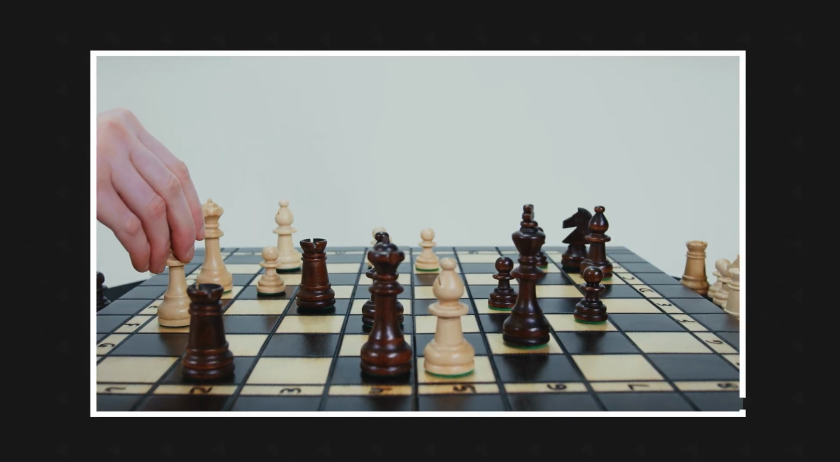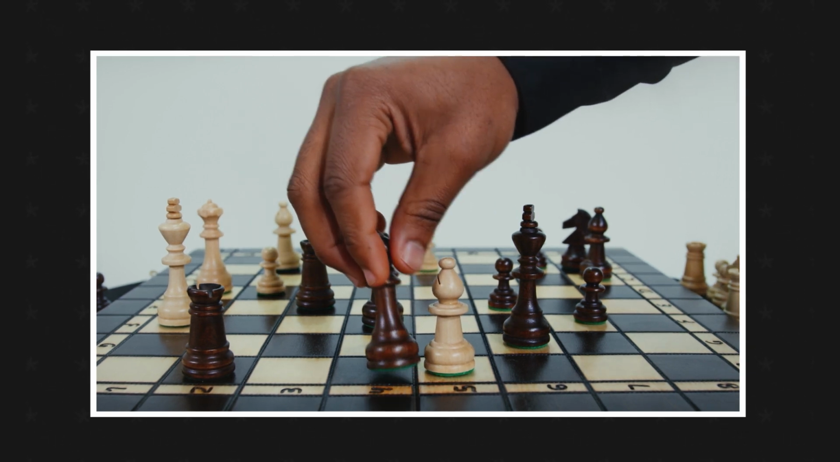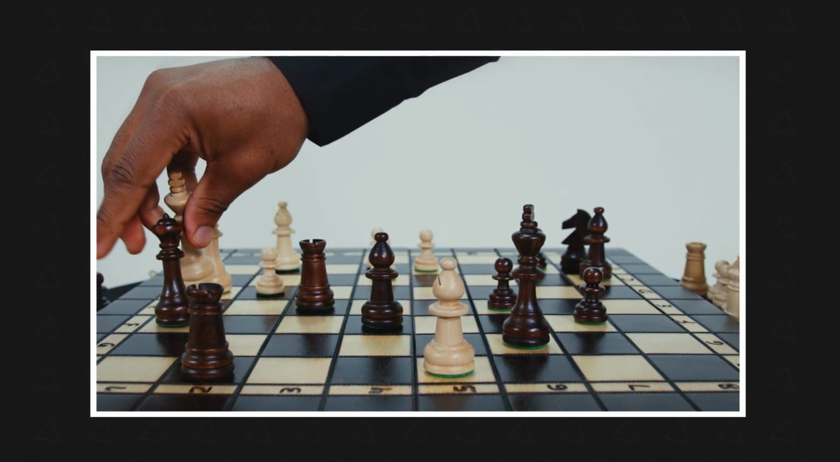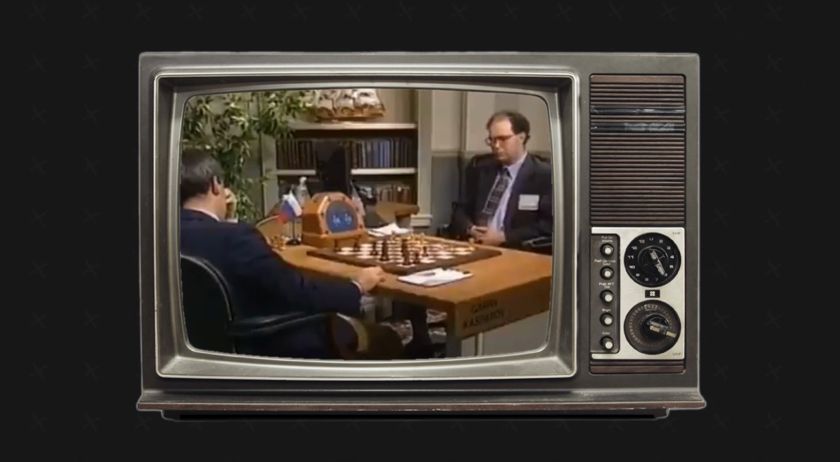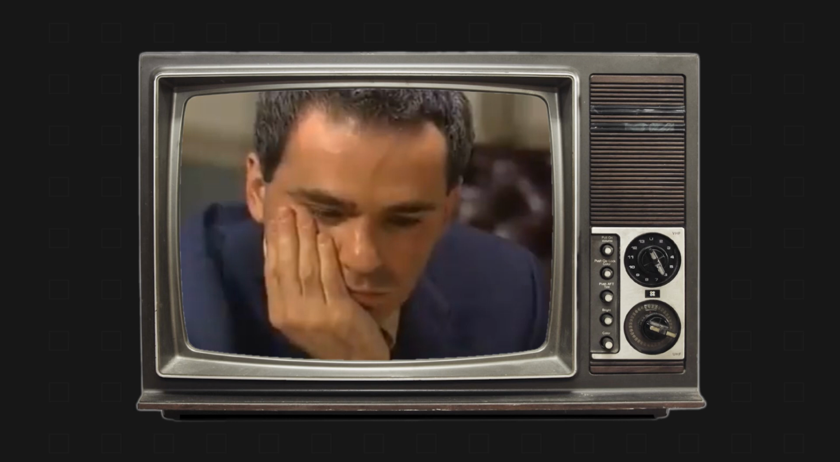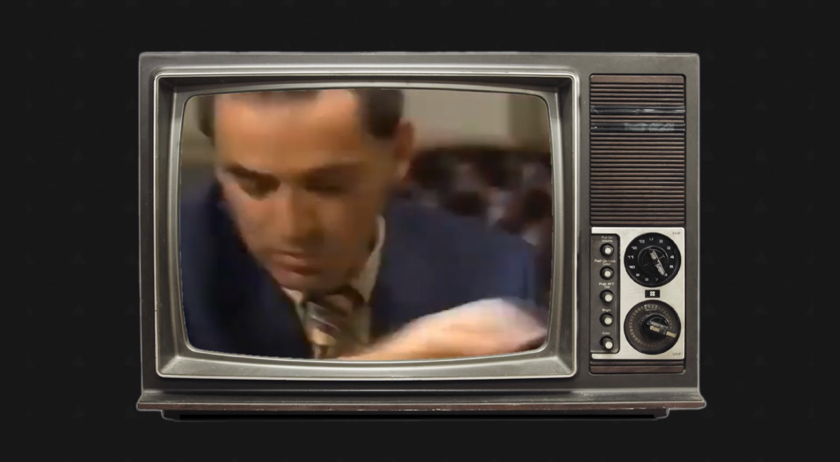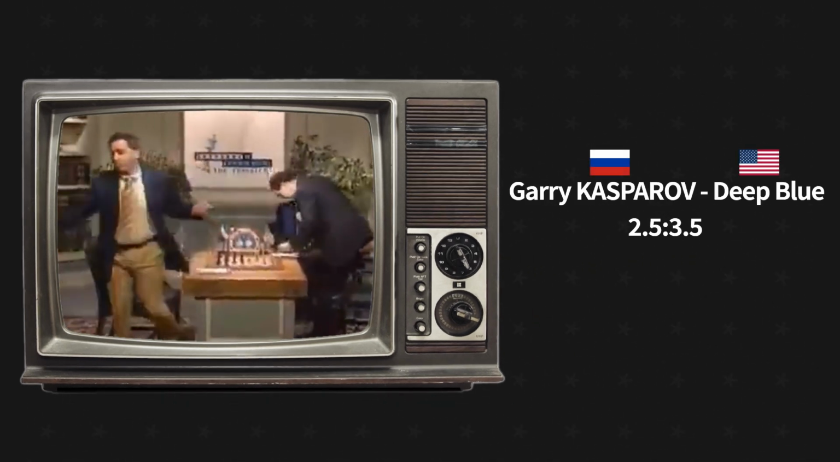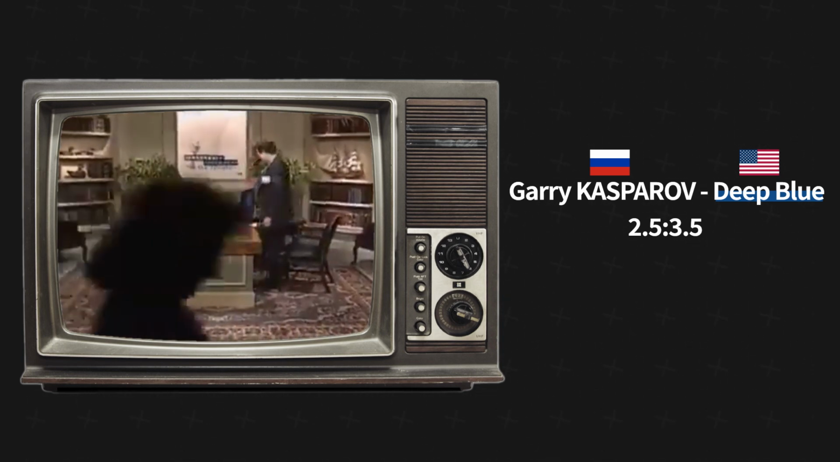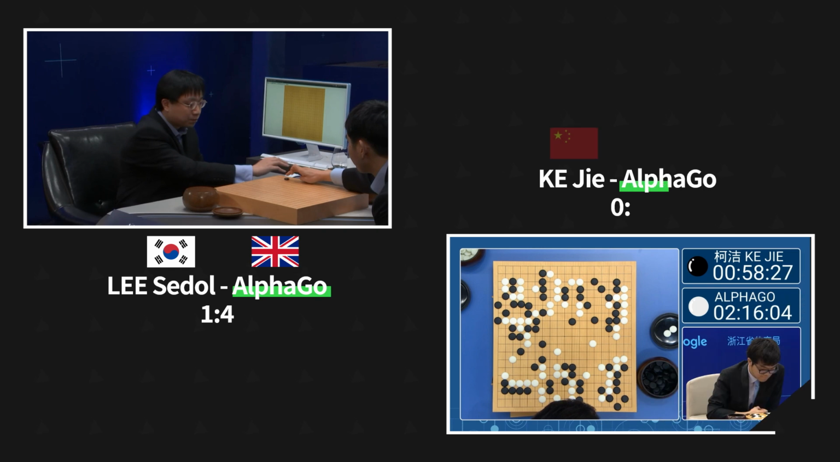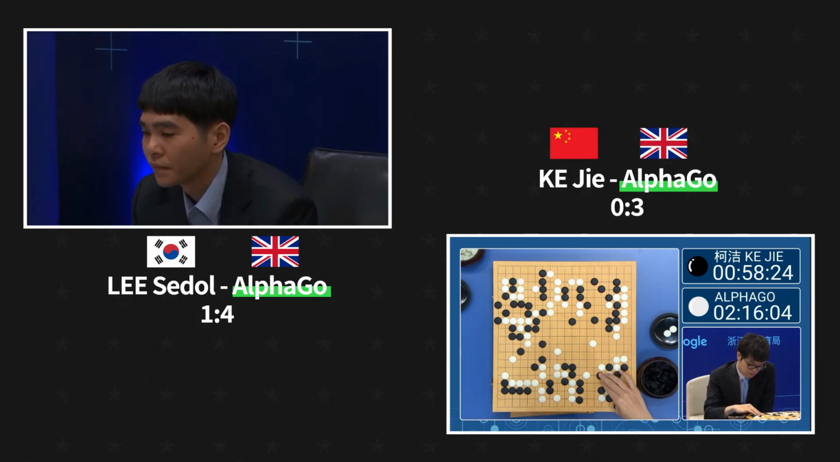However, when we shift our focus to more complex board games, the challenge becomes significantly greater. In 1997, IBM's Deep Blue challenged the Russian chess grandmaster Garry Kasparov and ultimately defeated him with a score of 2 wins, 1 loss, and 3 draws. On the other side of the world, in 2016 and 2017, DeepMind's AlphaGo defeated South Korea's Lee Sedol and China's Ke Jie, two of the strongest professional Weiqi players in history.